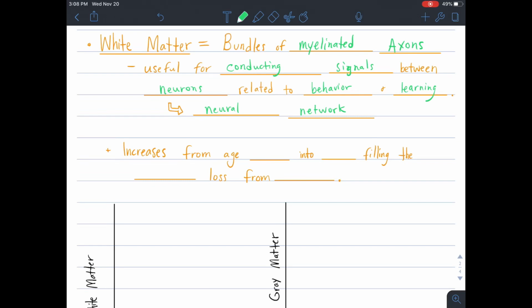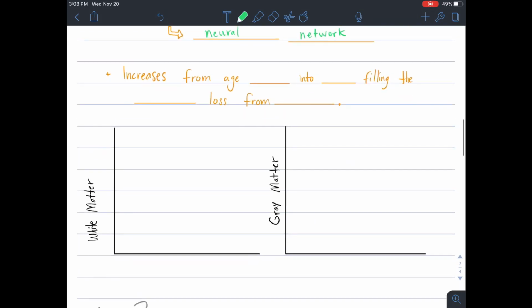riding a bike. So the white matter in your brain, the myelinated axons, increase from age 11 to 12. I'm going to use YO again as an abbreviation for years old. So it increases from 11 to 12 years old into your 20s. And since we get rid of all that gray matter through pruning, we get rid of a lot of cells. But what replaces the space that's lost when we get rid of the gray matter is this white matter. So it increases from age 11 to 12 years old into our 20s, filling the volume lost from pruning.